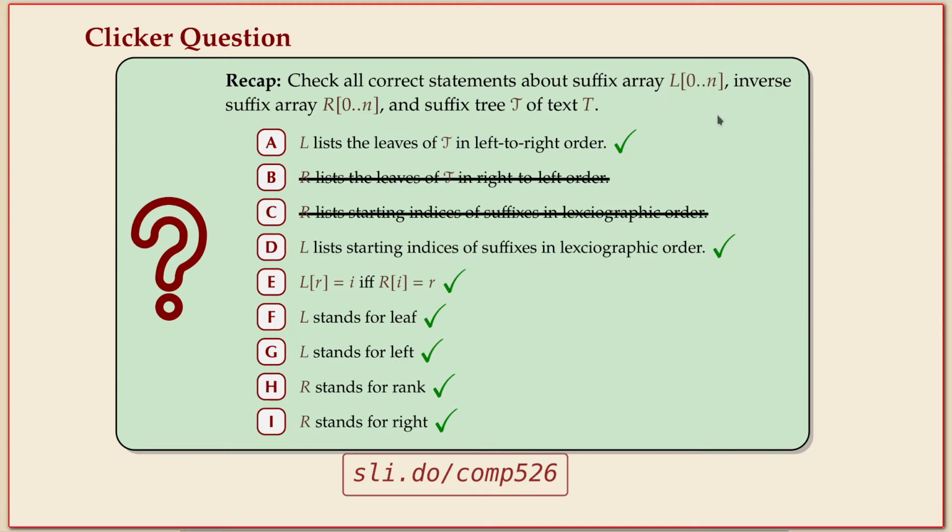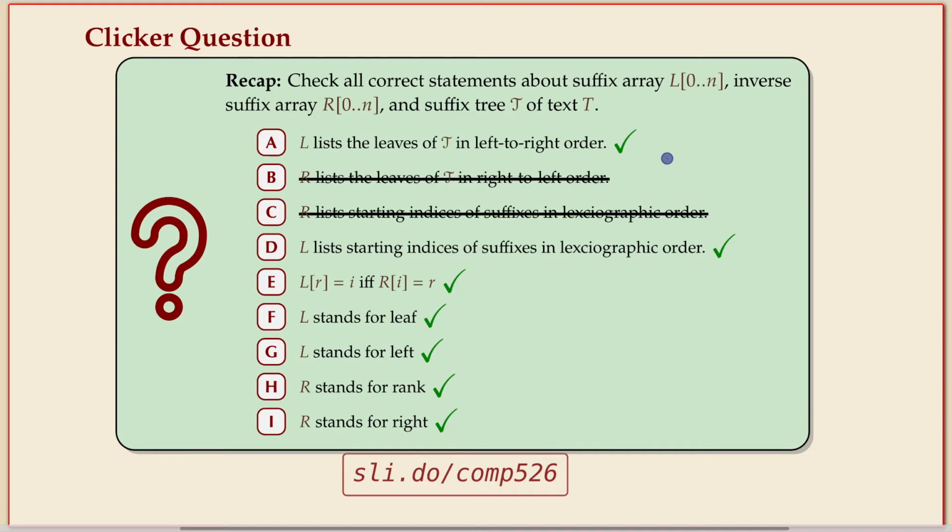So let's just briefly go through these. The last four are just the last thing I said in the previous slide. That's different ways of hopefully remembering what L and R was. I found these helpful. And then these statements are just mimicked for L and R. So again, L is the leaves in the suffix tree from left to right.